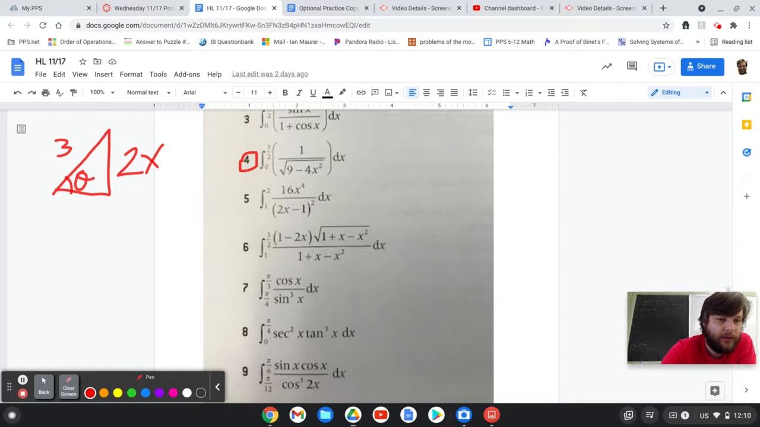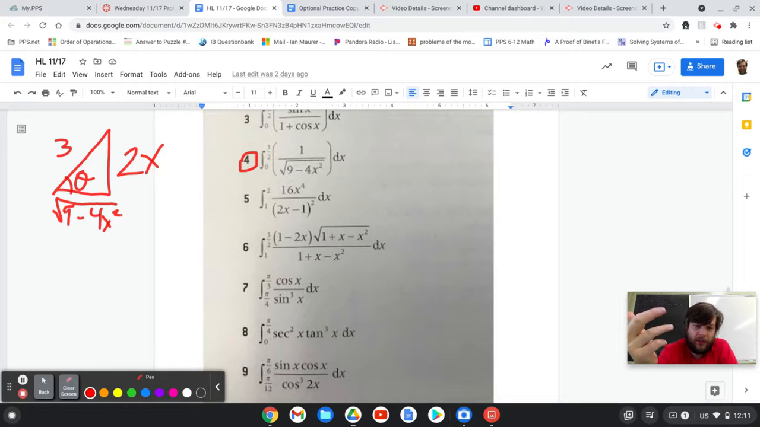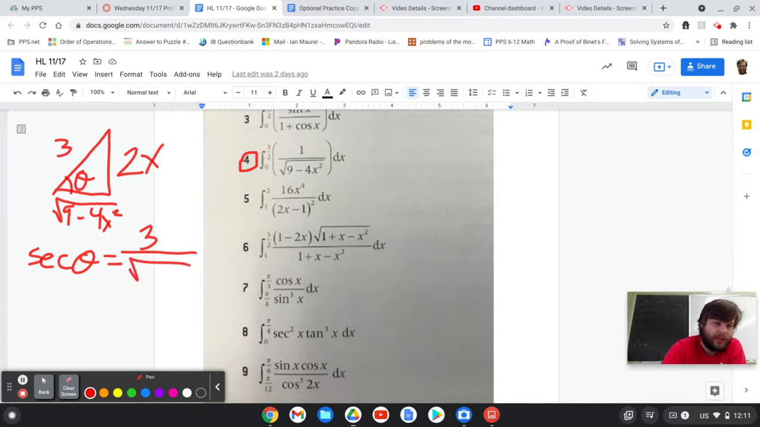So 2x, because 2x times itself will be 4x squared. We'll call this angle theta. And then this piece is square root of 9 minus 4x squared based on the Pythagorean theorem. And so then if I look at theta, the adjacent side has the integrand in it, and then the hypotenuse is just a constant. So adjacent and hypotenuse is cosine, and I want to use secant because it puts it in the right order of being hypotenuse over adjacent, like this.